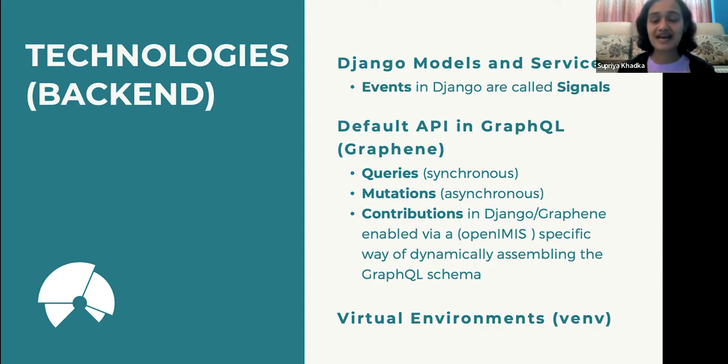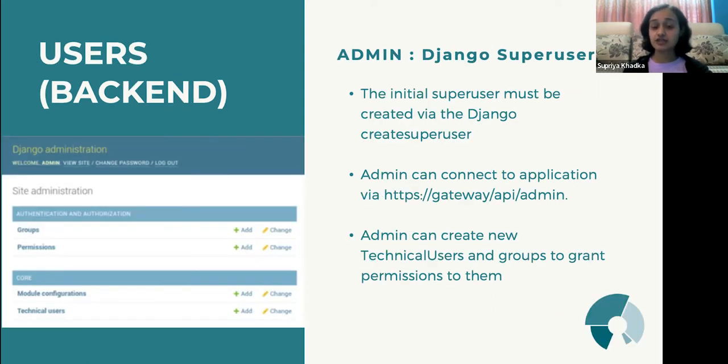If we talk about the backend technology, openIMIS uses Django with Django models and services. The events in Django are called signals. It uses the default API in GraphQL with Graphene. The queries are synchronous, the mutations are asynchronous, and the contributions that we talked about are done in Django Graphene, which is enabled via an openIMIS-specific way of dynamically assembling the GraphQL schema. Also, virtual environments, venv, are used for implementation purposes.